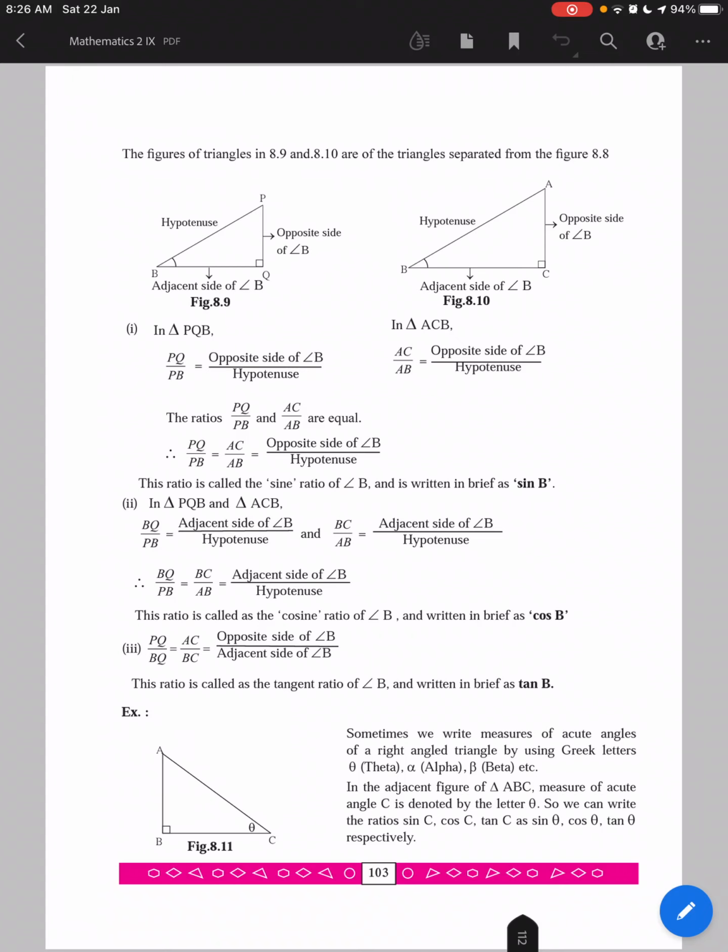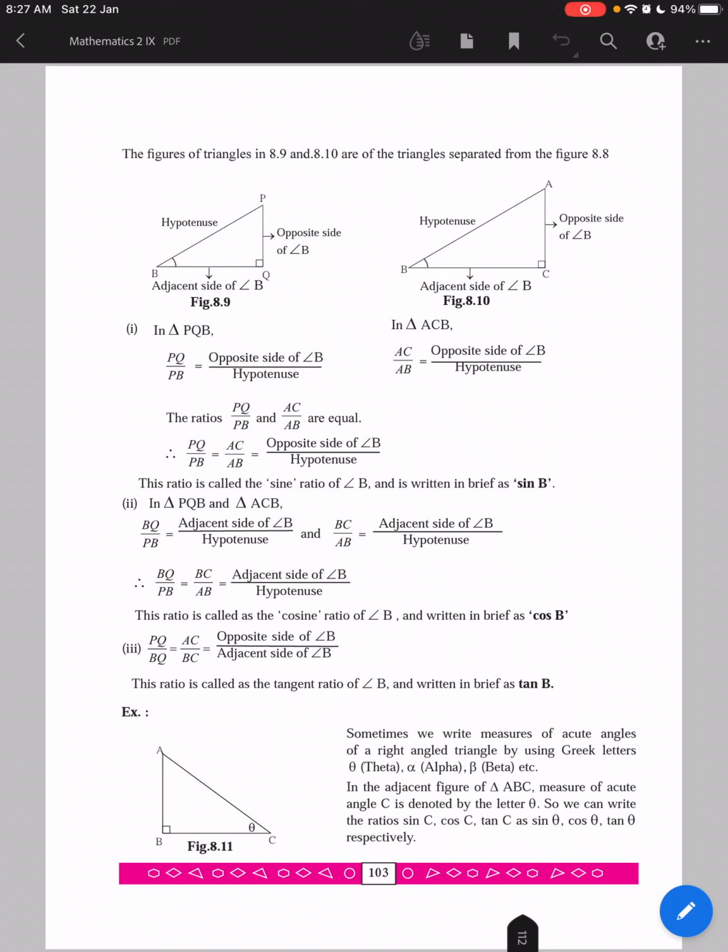Knowledge of trigonometry is useful in a number of fields. Say, we can determine the height, distances, we can find out the angles. So it is useful in engineering, in astrology, even in navigation.